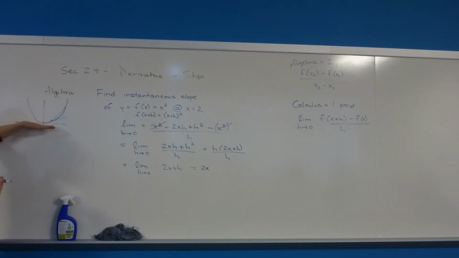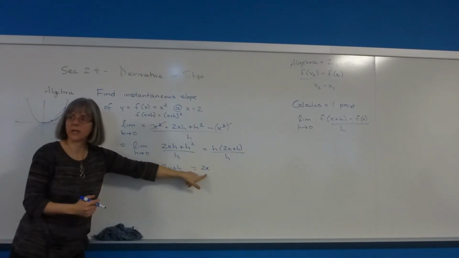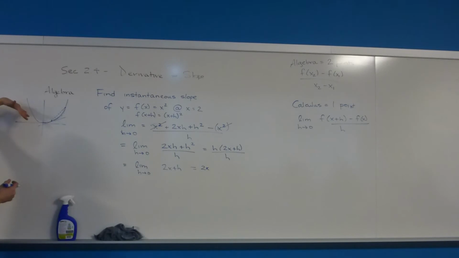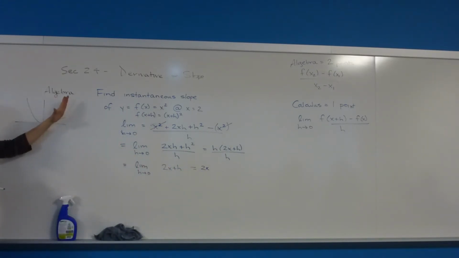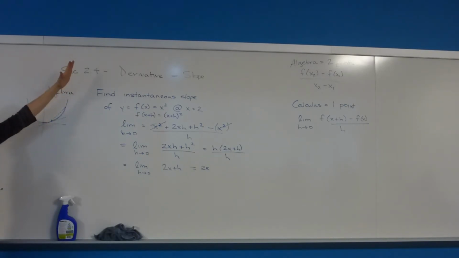What's the slope down here? 0. If I plug in x equals 0, what do I get? 0. What's the slope over here at x equals -1? Just which way is it, it's negative. I put in -1, I get -2. If I put in x equals 10, I'm up here. I'm going up pretty steeply by that point.